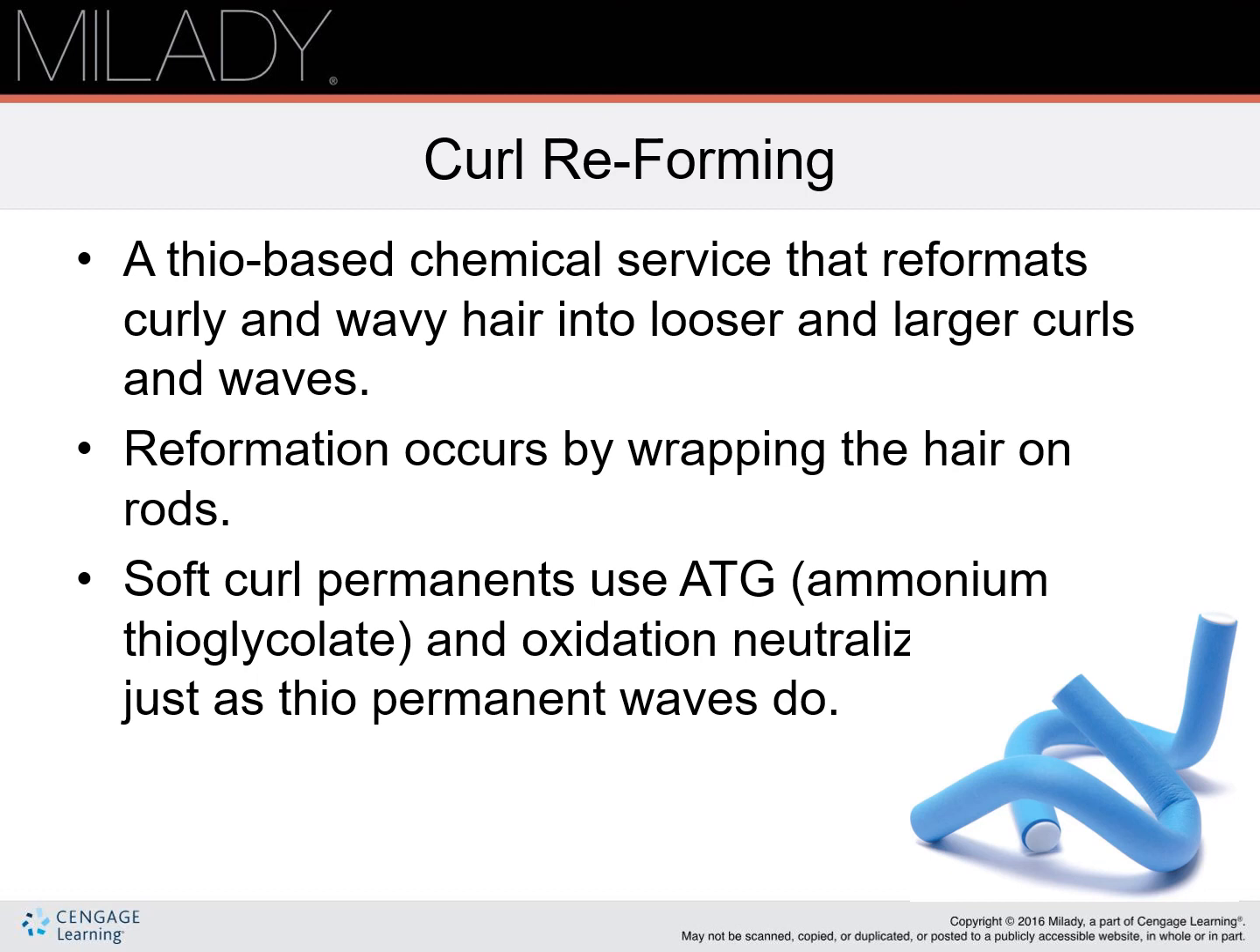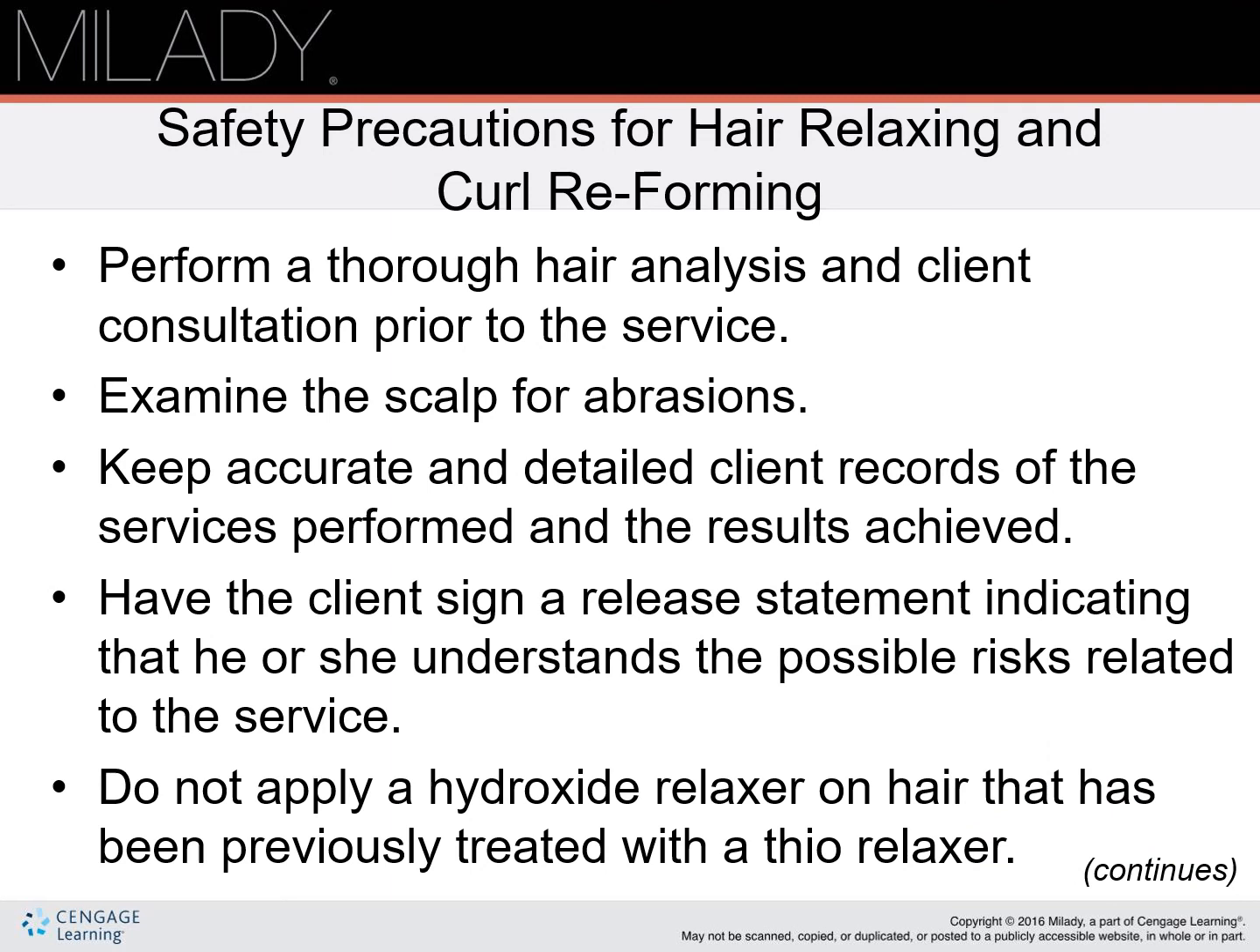Soft curl permanents use ATG, which is ammonium thioglycolate, and oxidation neutralizers, just as a thio permanent wave. Okay, so let's talk about safety precautions. Again, some of these are the same as permanent waving, some are the same as relaxers, some are a little bit different. Perform a thorough hair and scalp analysis and client consultation. Hair needs to be in relatively good condition. Examine the scalp for abrasions. Do not proceed with the service if redness, swelling, or skin lesions are present.